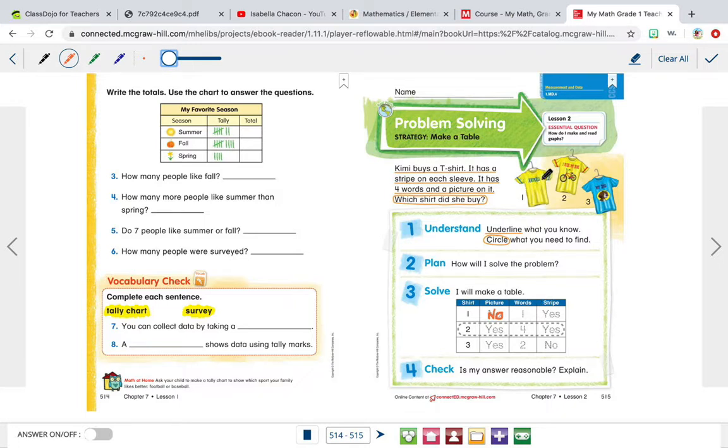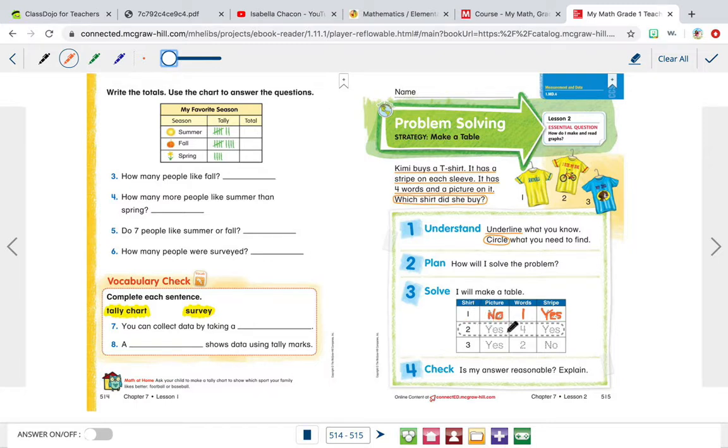Okay, does shirt 1 have words? Yes, it has words, and it has 1 word. It's "animal." The shirt that Kimmy bought had 4 words, so this one only has 1 word. But does shirt 1 have stripes on the sleeves? Yes, it has stripes on the sleeves. And we remember that Kimmy's shirt had stripes on her sleeves. So we got that. Now let's look at shirt 2.